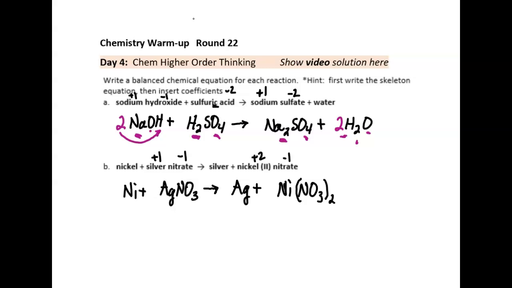Next, let's do the coefficients. We've got 1 nickel here, 1 nickel here. That's all set. We've got one Ag here, one Ag here. That's all set. We have one nitrate here and two nitrates here. So we need to have a 2 in front of this. That gets us our 2 nitrates. But as soon as we do that, now we have 2 Ags. So we need a 2 in front of that Ag. Now everything matches.